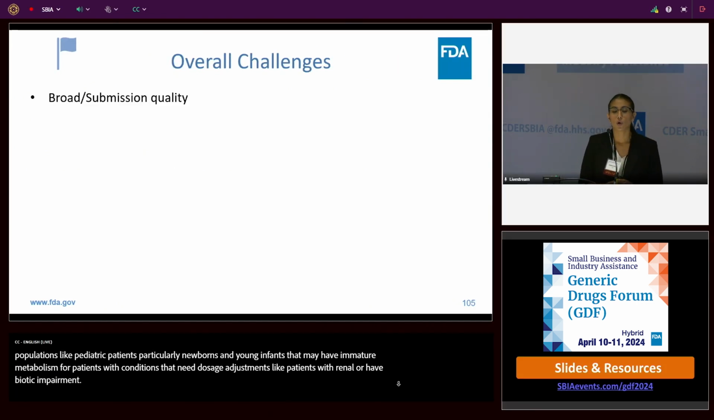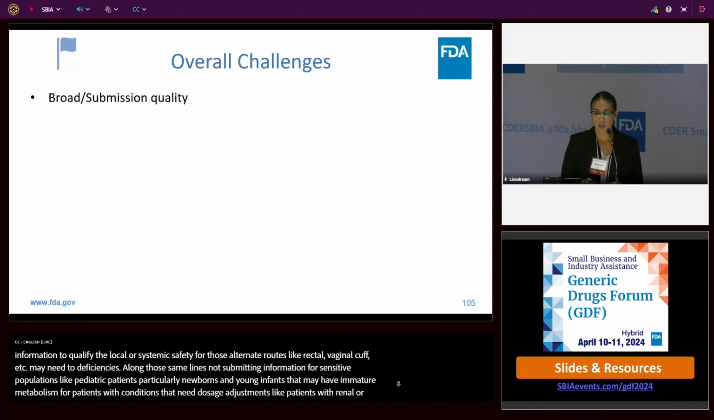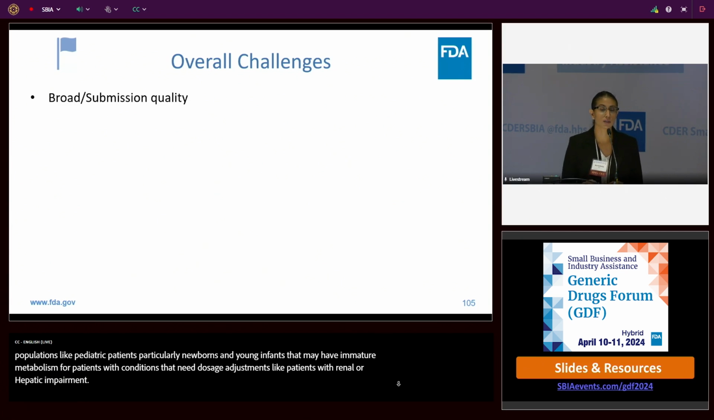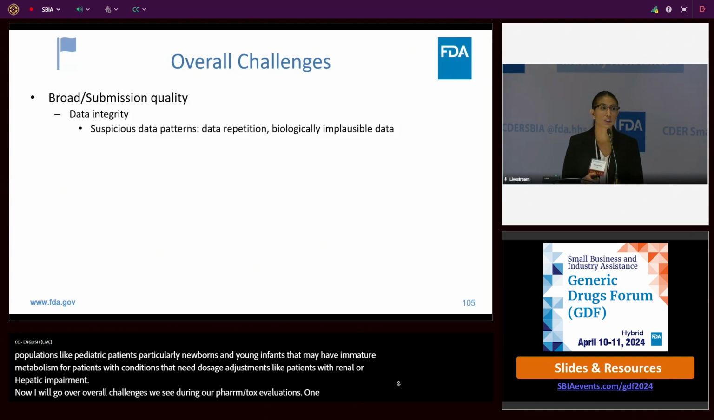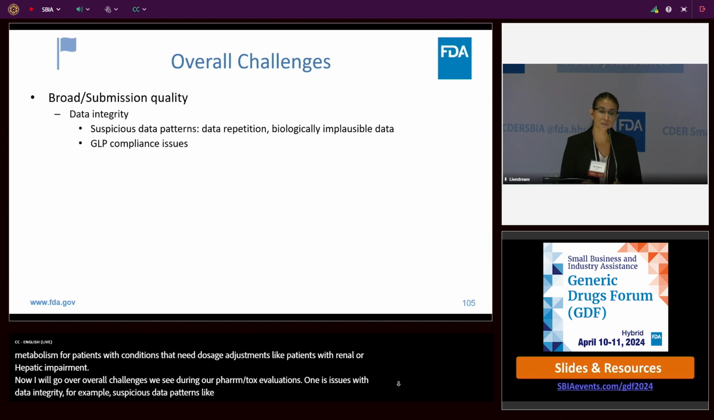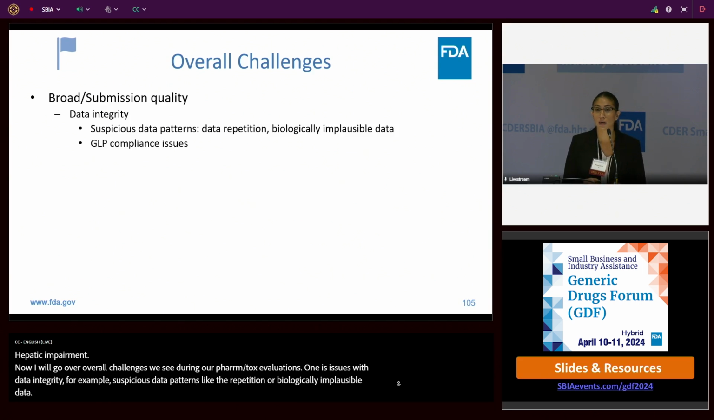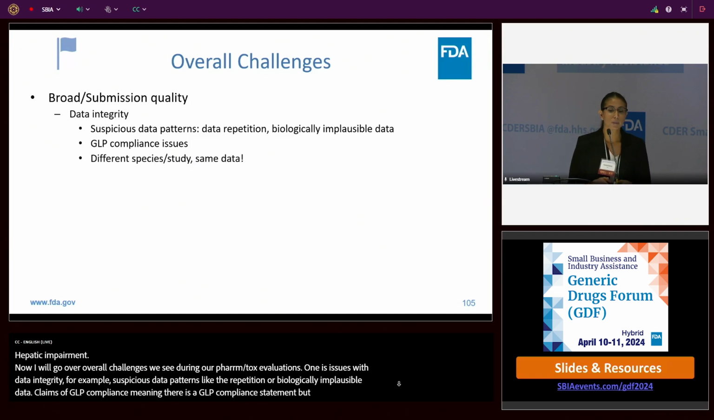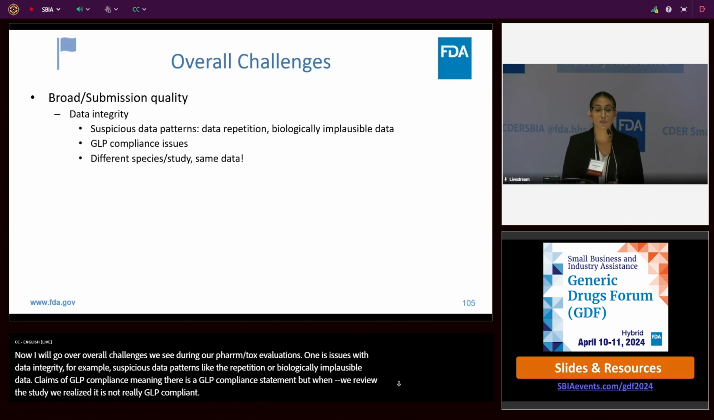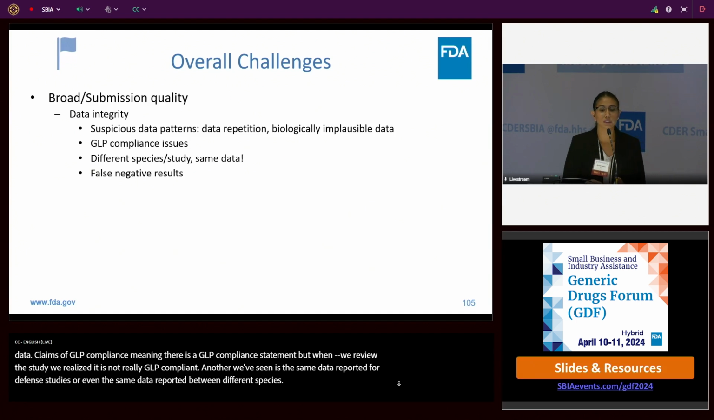Now I'll go over some overall challenges that we see during our PharmTox evaluations. One is issues with data integrity. For example, suspicious data patterns like data repetition or biologically implausible data. Claims of GLP compliance, meaning that there's a GLP compliance statement, but when we review the study, we realize it's not really GLP compliant. Another one we've seen is the same data reported for different studies, or even the same data reported between different species.